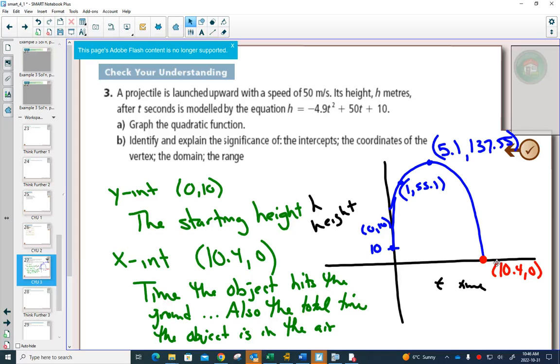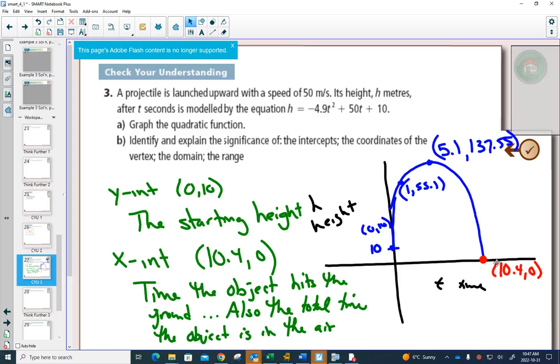If you throw a ball up in the air and it takes 10.4 seconds to land, you will have thrown that ball up in the air at 50 meters per second. If it lands sooner, you obviously threw it up with less. If it takes longer to land, then you threw it up even faster.